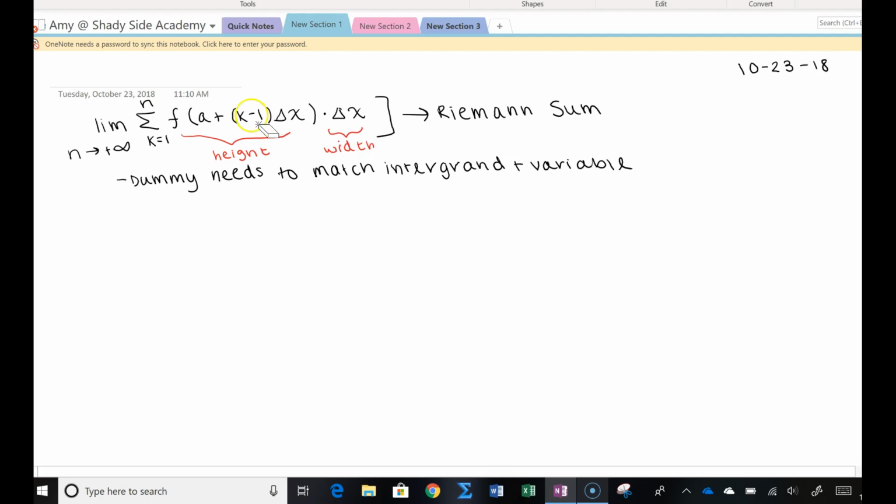This is the part about the dummy that needs to be. This is the least concrete. It's the most helpful moving forward. We know that this is equal to the definite integral from a to b of f of x dx. Let me tell you what the corresponding height and widths are. So here's the kind of conversation people have.